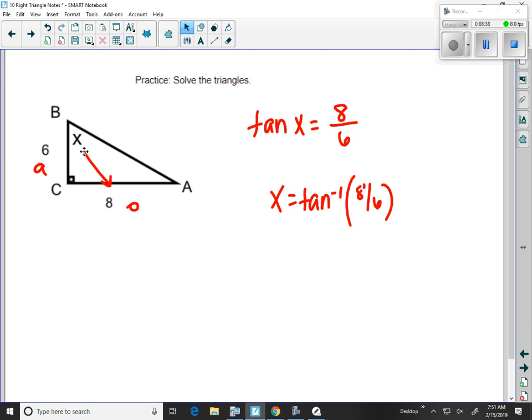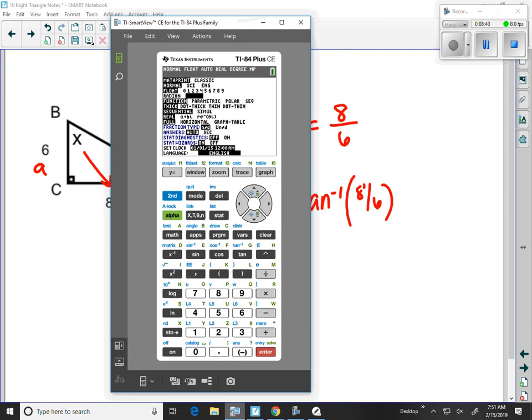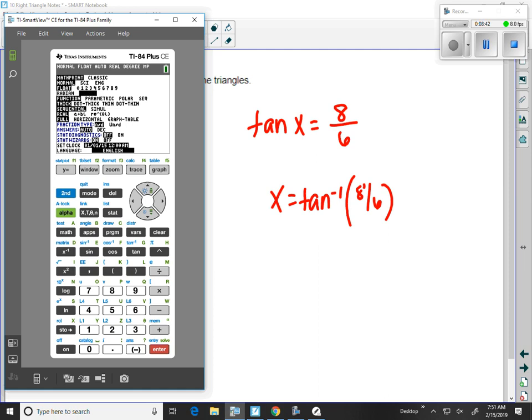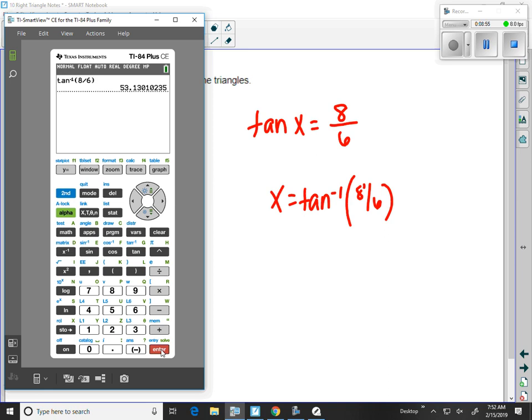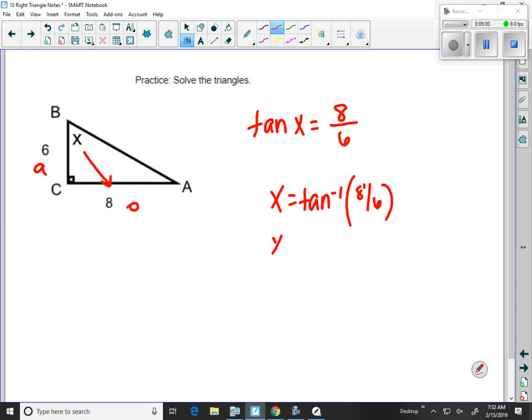Okay, so we're going to go into our calculator, and we're going to do tangent inverse. So second tangent, and that'll give you tangent to the -1. 8 divided by 6. I'm going to get 53.13 degrees. Okay, so that tells us this angle is 53.13 degrees.